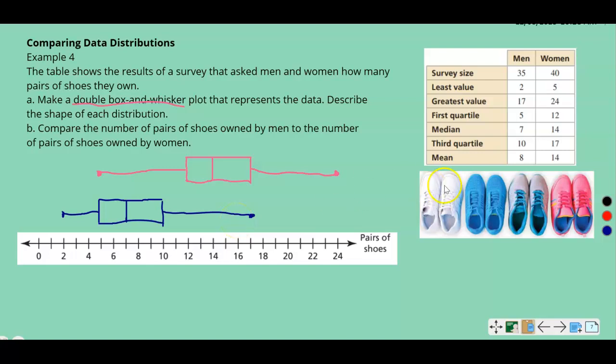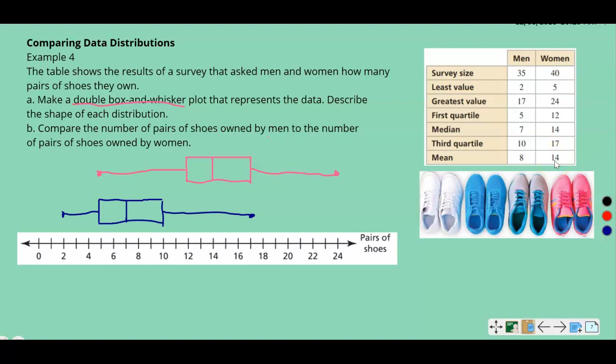All right, so what can we determine? If you look at the table again, or the box and whisker plot, it says compare the number of pairs of shoes owned by men and the number of pairs of shoes owned by women. You can see that the whole box for the women, which means your Q1 through Q3, is all above the data for the majority of the men. So the centers and spreads of the two data sets are very different. The mean, or the average, for women, if you look at the mean up here, is almost double.